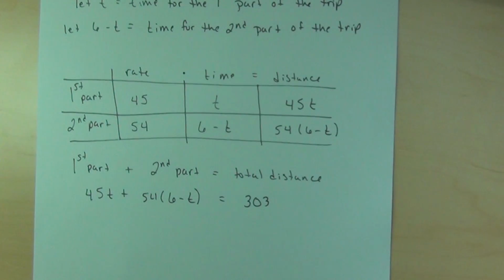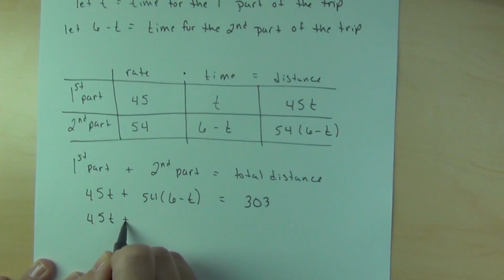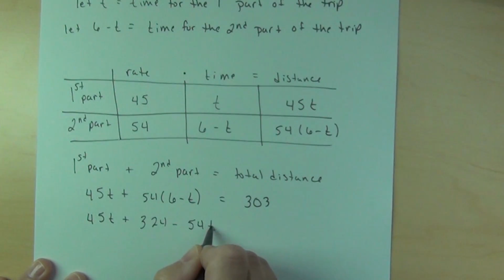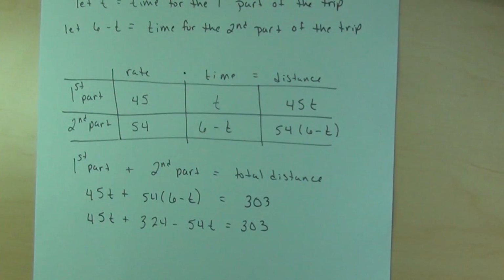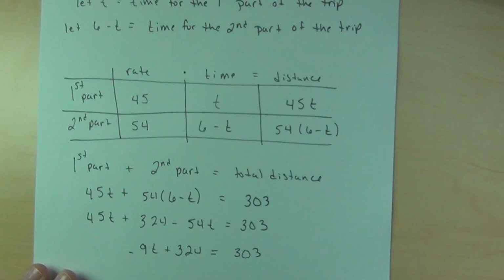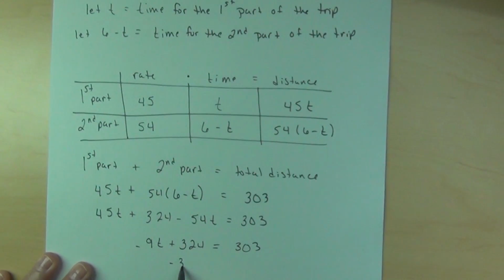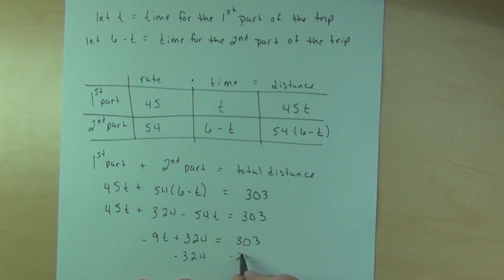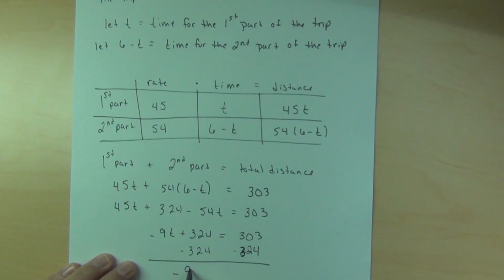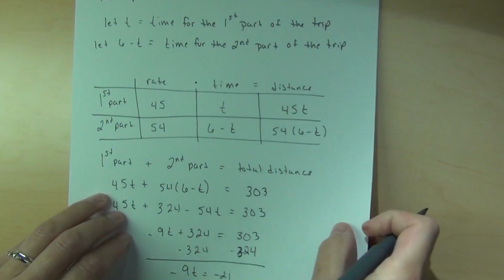Now we need to simplify, use our distributive property, and just solve this equation. So we're going to get 45T plus 324 minus 54T equals 303. So when we have 45 minus 54, that's going to give us negative 9T plus 324 equals 303. Now we solve for T. Subtract 324 from both sides. We get negative 9T equals negative 21.